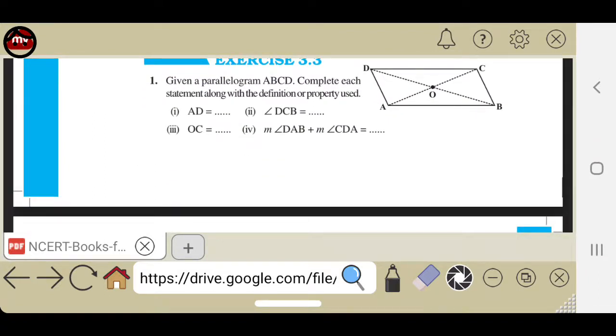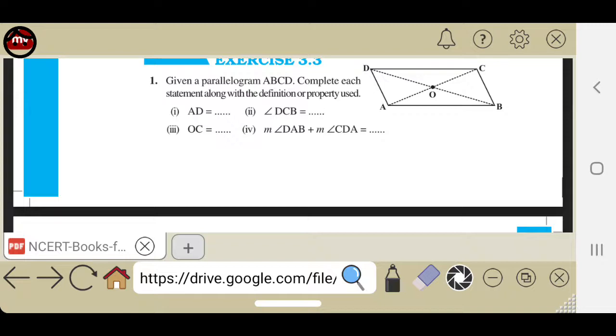Given a parallelogram ABCD, complete each statement along its definition. Yes, you know that for a parallelogram, opposite sides are equal. So, AD equal to BC. Then we know that opposite angles are equal. Angle DCB equal to its opposite angle DAB.